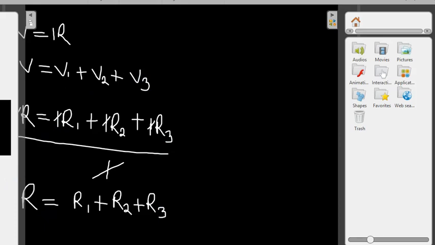Let's create more space by rubbing off some of the work here.